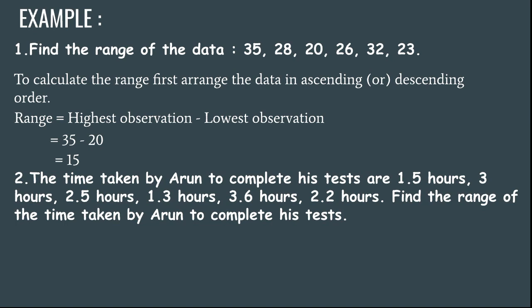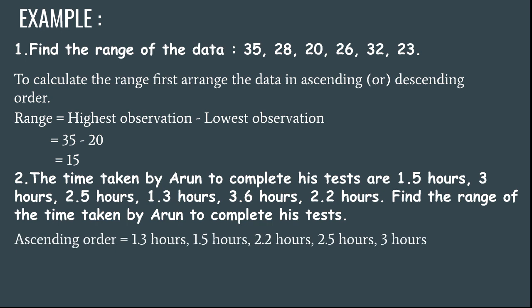The times taken by Arun to complete his tests are 1.5 hours, 3 hours, 2.5 hours, 1.3 hours, 3.6 hours and 2.2 hours. Find the range of the time taken by Arun to complete his tests. So we know that first we have to arrange the data in ascending order to find out the range. So 1.3, 1.5, 2.2, 2.5 and 3 hours is the ascending order for this data.